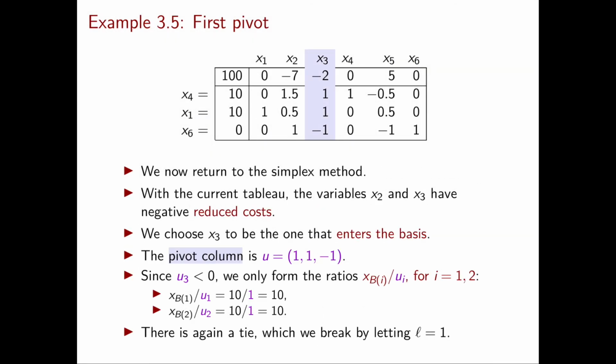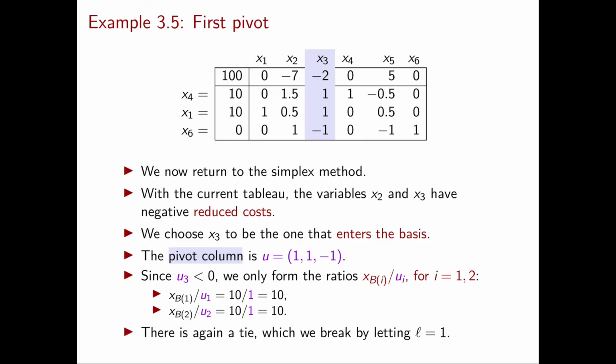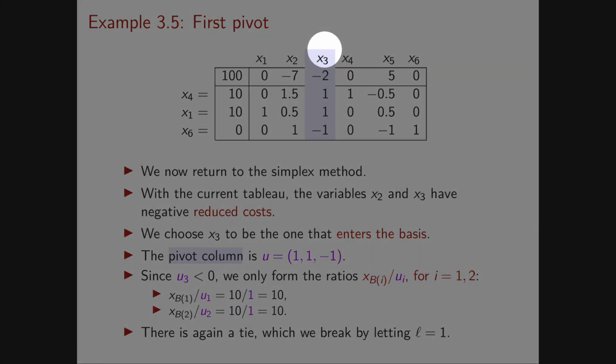Now, this system of equations is equivalent to the original one, Ax equal to b. We're now ready to get back to the simplex method. We look at the reduced costs. There are 2 negative ones, and the pivoting rule will tell us which one enters the basis. Since I'm your pivoting rule, I tell you that x3 should enter the basis, so the pivot column is this one, and the vector u is 1, 1, minus 1.